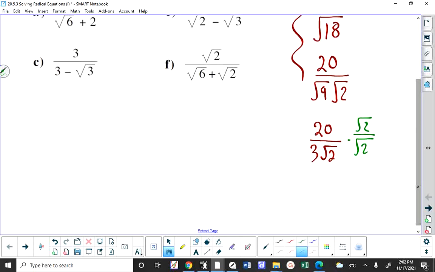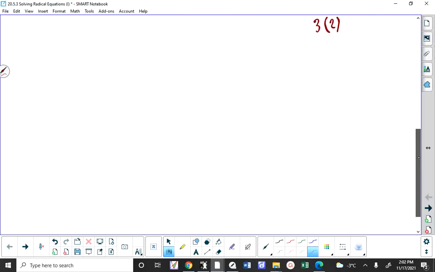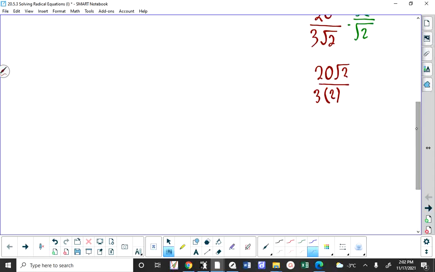And what we end up with on the top is 20 root 2. On the bottom, you end up with 3 times 2, because root 2 times root 2 is 2. I suppose you could multiply the 3 by the 2 to get 6, or you could just cancel the 2 right now out of the 10. Regardless, 20 over 6 is the same as 10 over 3, so this would be 10 root 2 over 3, and you would be done.